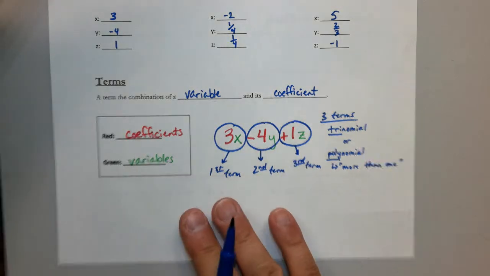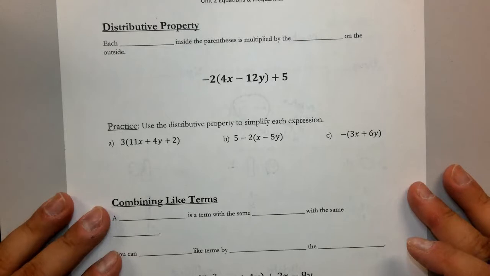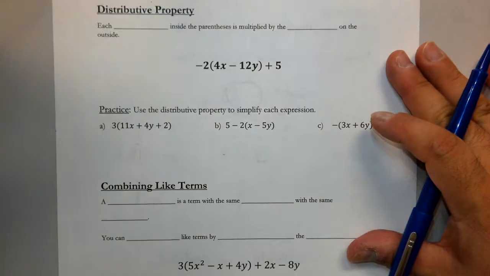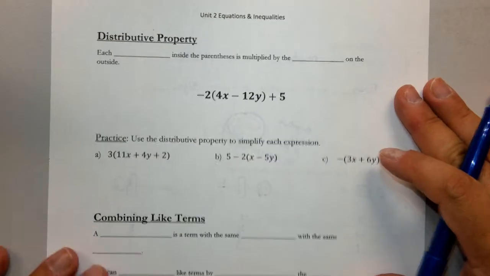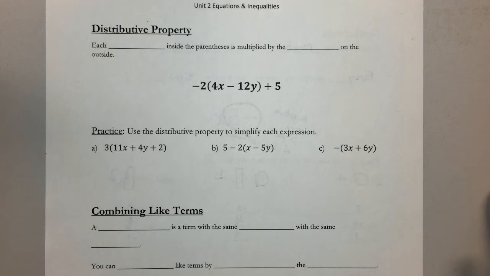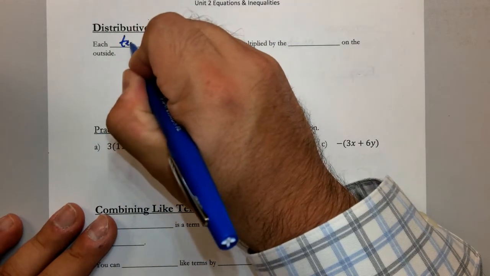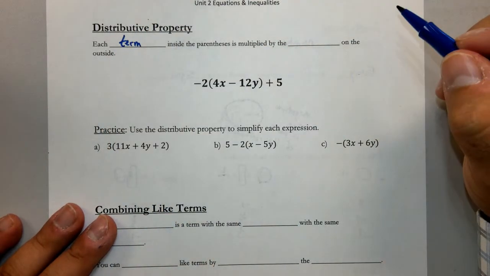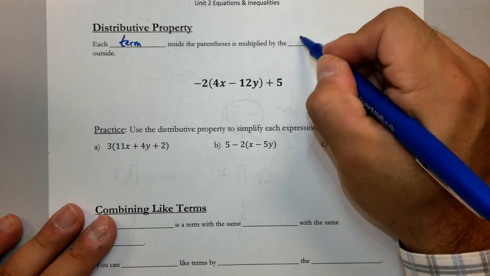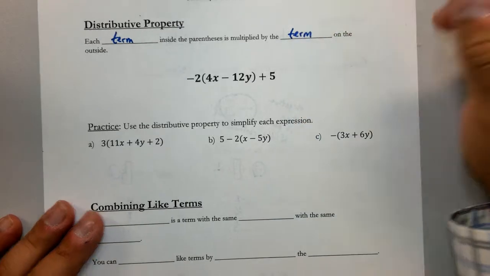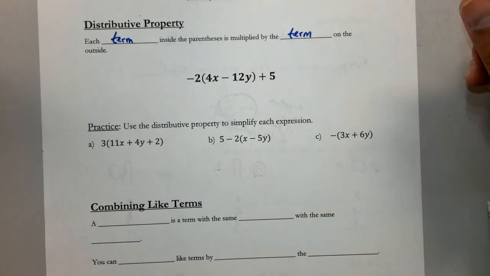Okay, so now let's take this idea and move forward from it, because we need to have that as our foundation to do the distributive property. We've already talked about what the distributive property is, but now we're actually going to use it because, as far as algebra goes, it's one of the most important things for solving. Each term inside the parentheses is multiplied by the term on the outside. We say that a term is a number and its variable, but if it doesn't have a variable, it still qualifies as a term.